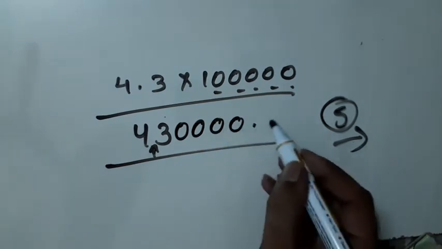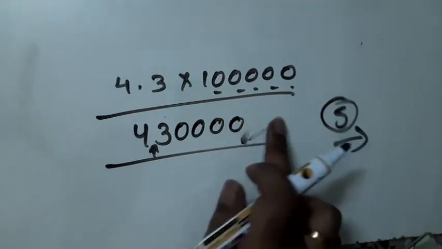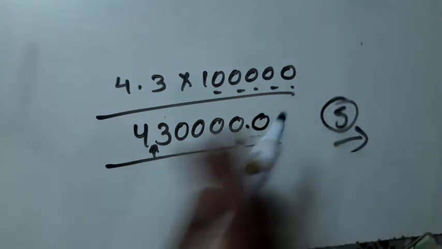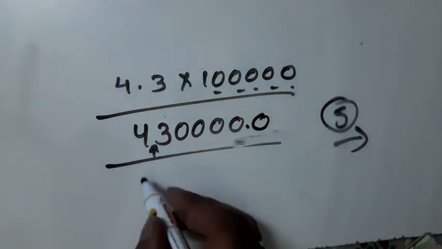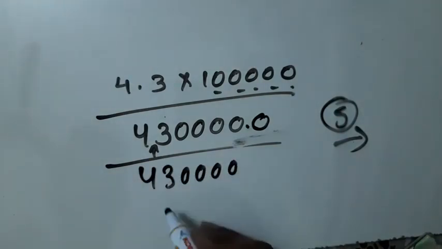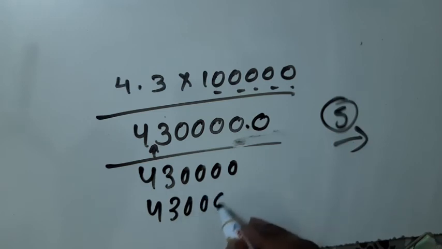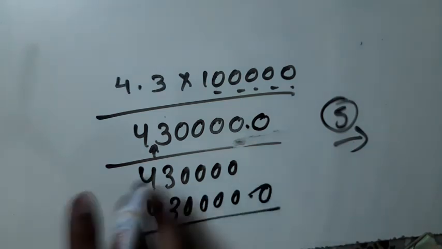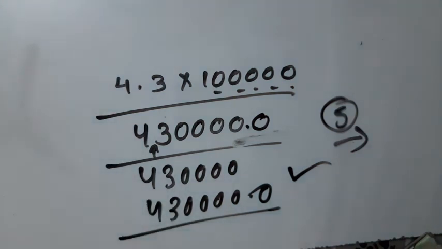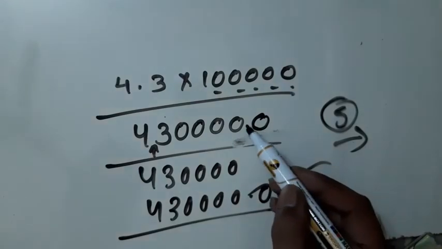We may put a point here and a 0, or else we can just leave it. There is nothing wrong in this. So we can write it like this, or we can write it like this. In both the cases it is correct. So we may put a 0 after the point, or we may just leave it. But if you are using a point, you have to put 0.